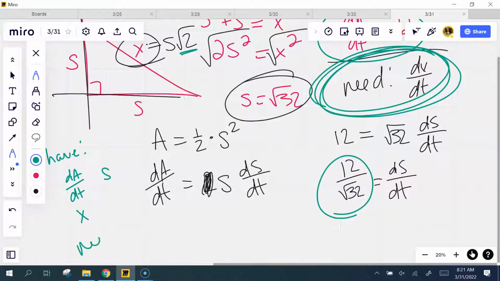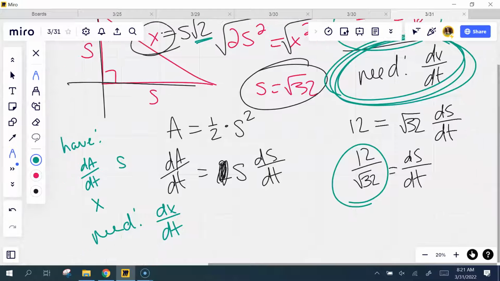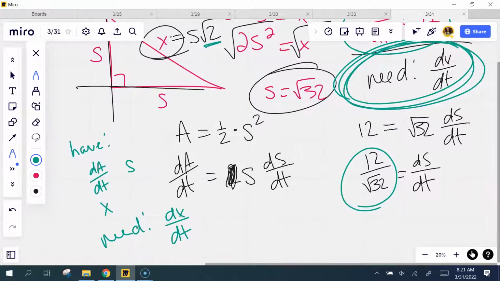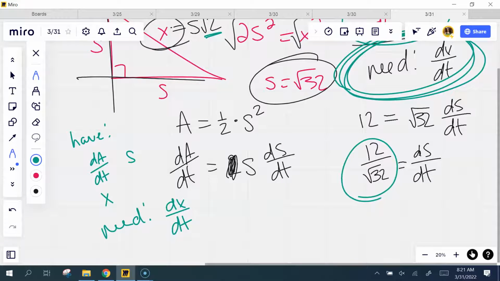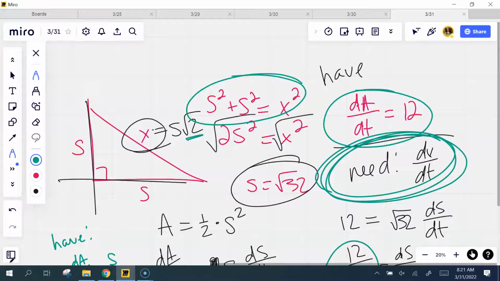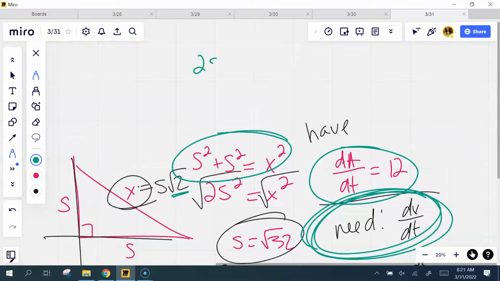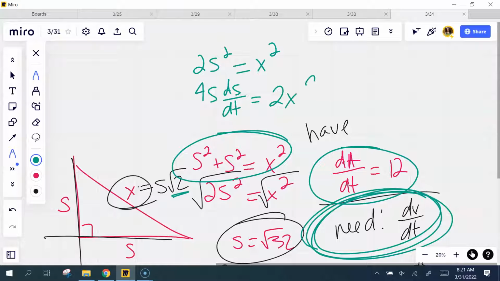We need dx/dt. How can I relate any of those? That's exactly what I would do, right? What if I did this equation? Okay, so 2s squared, and I take the derivative with respect to t. I've got 4s ds/dt equals 2x dx/dt. Do you agree with that? Say yes, because that's right.